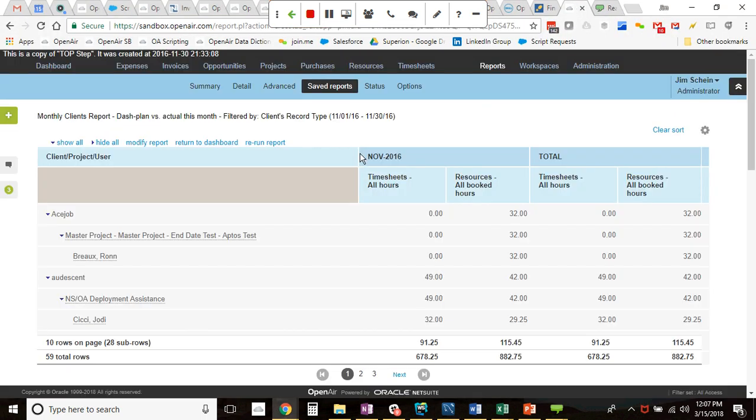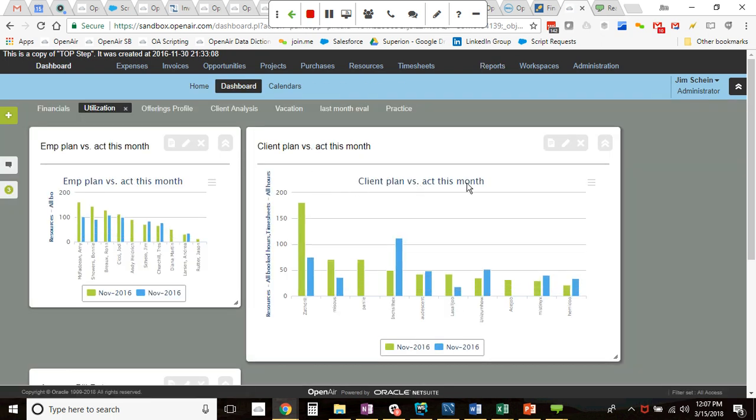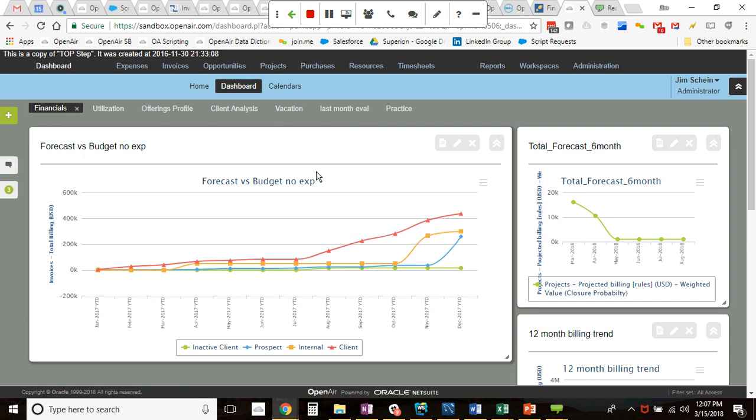So let me show you my OpenAir instance. What you're going to see here is a few dashboard reports that we've put together. Starting in this Financials tab, you'll see that we have a forecast versus budget with no expenses involved report. Now what this report is designed to do is show me exactly what that title would suggest. What is our forecast versus our plan? Where have we been as far as our billings, and where are we going in terms of our projections?